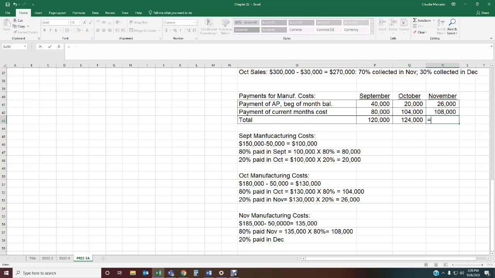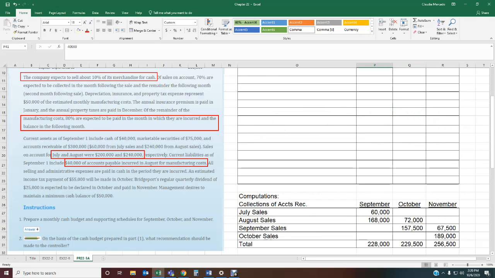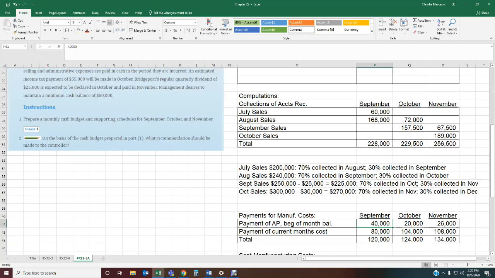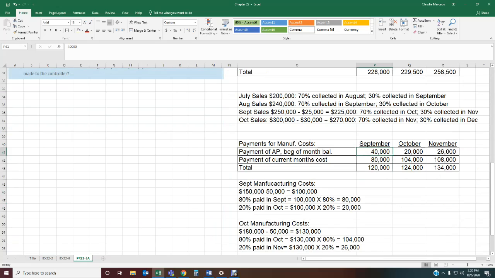And then I can get my total for my November, which is 134. Okay. So our starting point was the 40,000, which was given to you here. Your accounts payable incurred for August for manufacturing cost. And then you have to do your calculations.